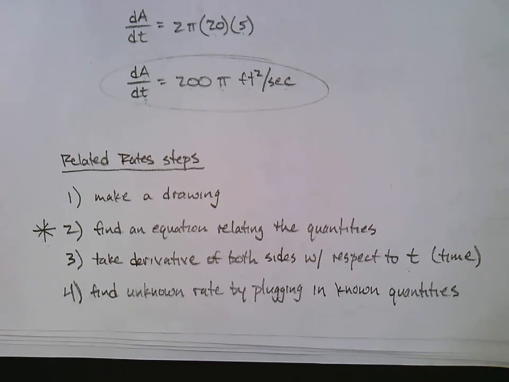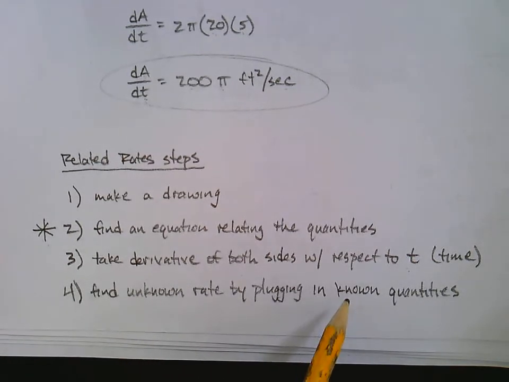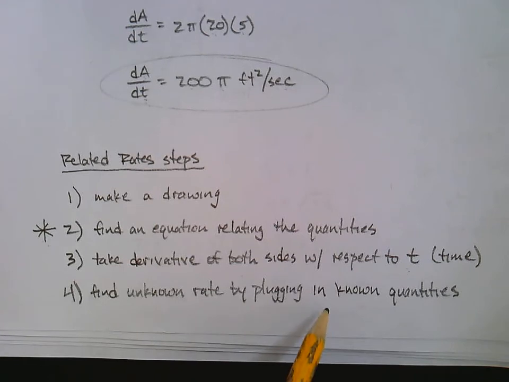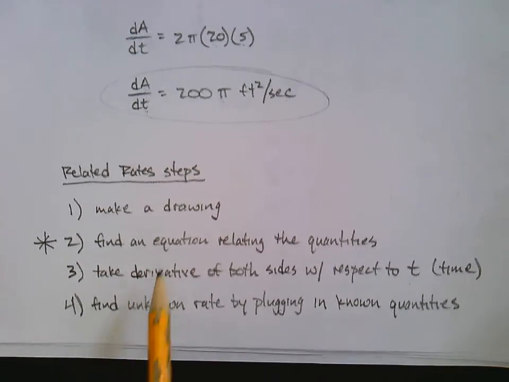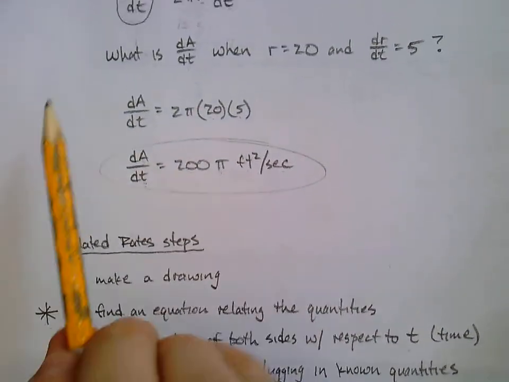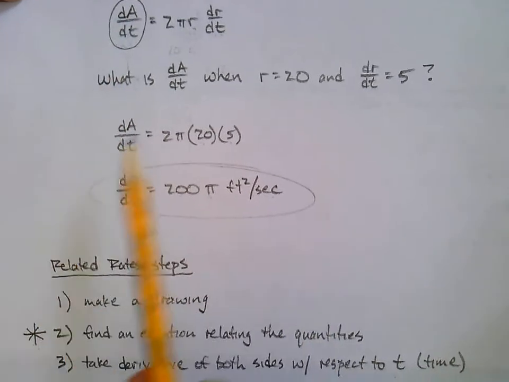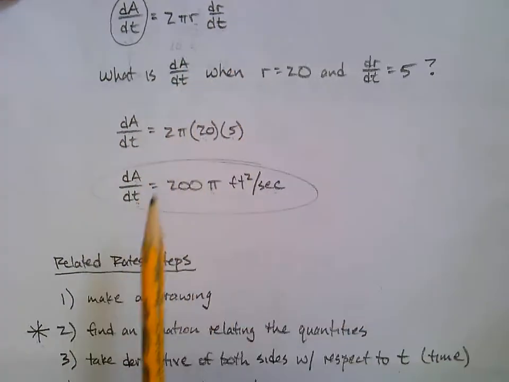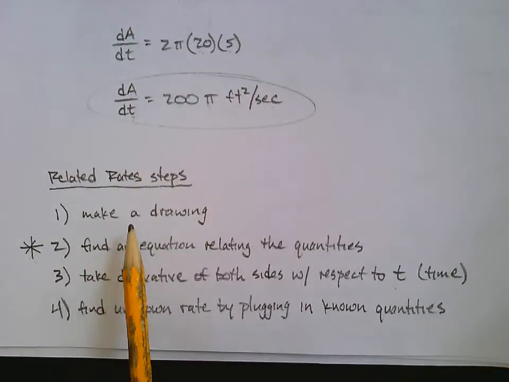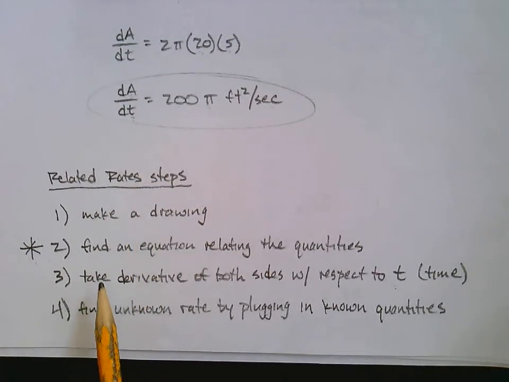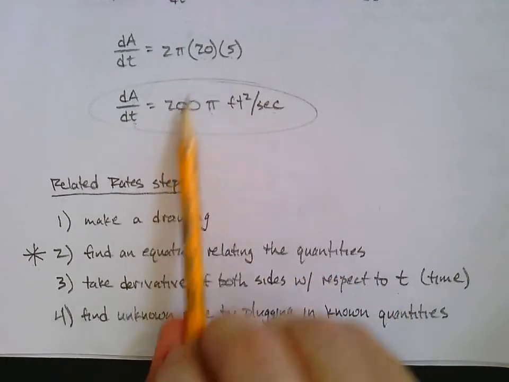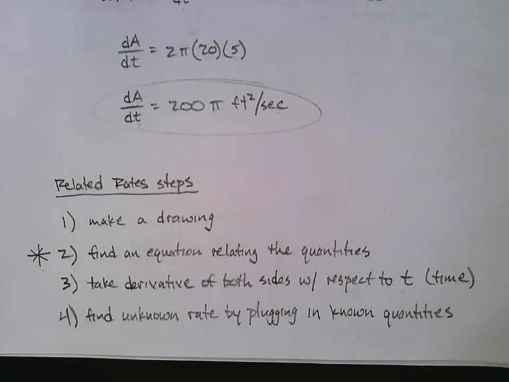All right, once we have that derivative with respect to t, then step 4, find the unknown rate by plugging in known quantities. So for us, the unknown rate that we're looking for is dA over dt. So that must mean we can plug in for the other quantities, the r and the dr over dt. And so we did that here, and then we were able to very quickly solve.